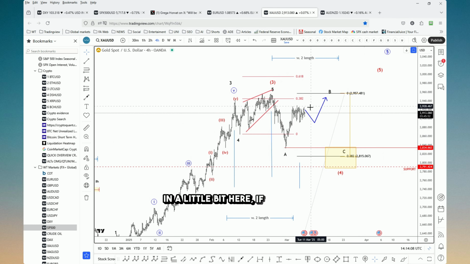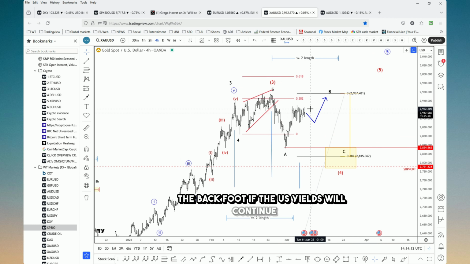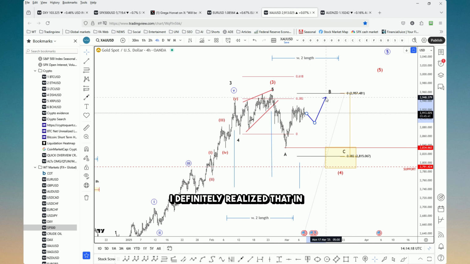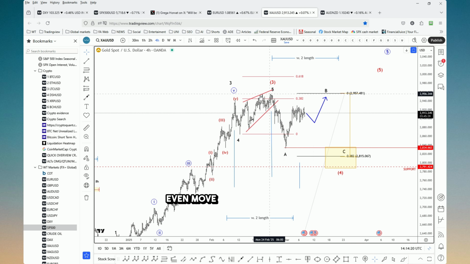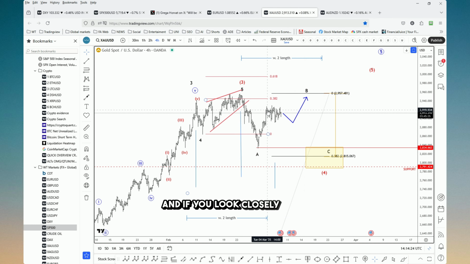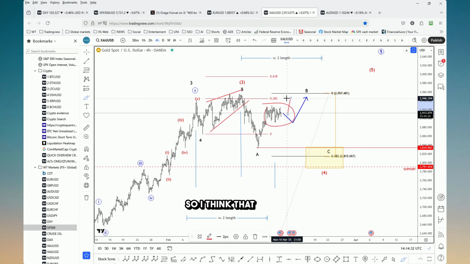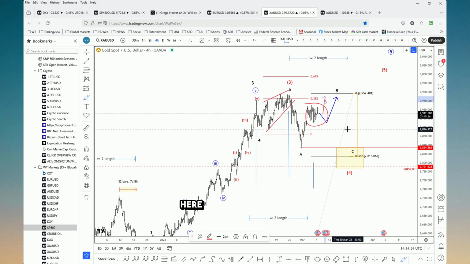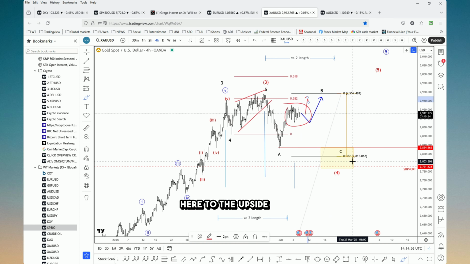So I think that there will be more consolidation, but in the short term, if you zoom in a little bit here, if the dollar remains on the back foot and the US yields continue to the downside, this can keep metals in an uptrend. I definitely realize that in such a case, gold could even move back towards these all-time highs. And if you look closely here, this looks like a small impulse, while the current price action looks like a consolidation. So I think that at least one leg to the upside can be missing.